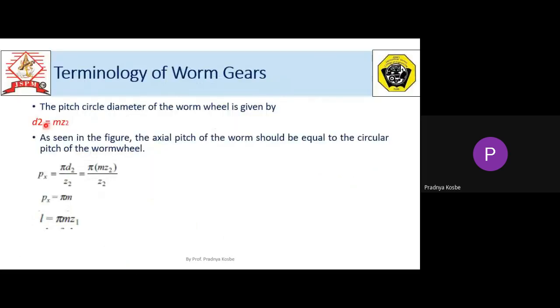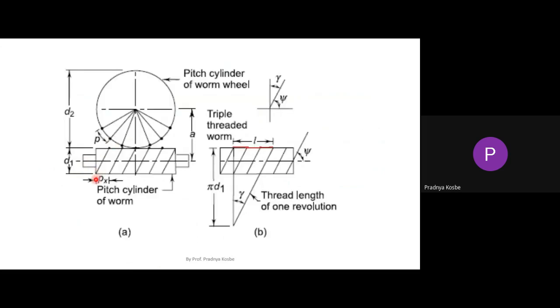Then pitch circle diameter of the worm wheel is given by d2 is equal to m z2. Now, as seen in the figure, the axial pitch of the worm should be equal to the circular pitch of the worm wheel. You can see axial pitch of the worm should be equal to circular pitch of the worm wheel. Here px is the axial pitch and p is the circular pitch of the worm wheel.